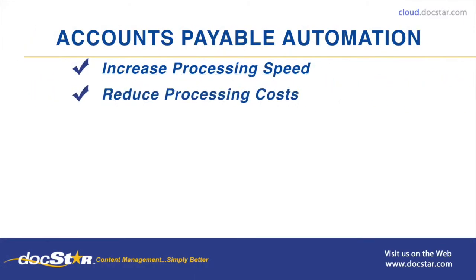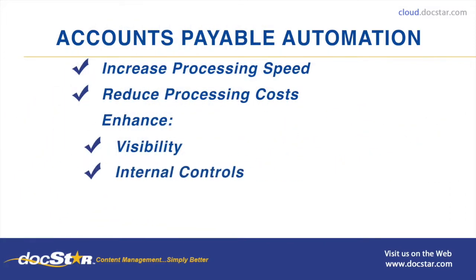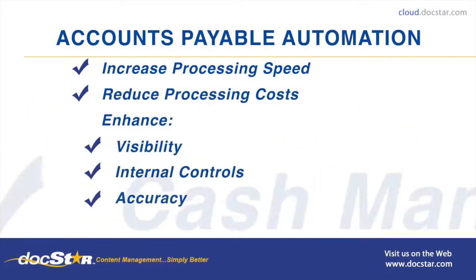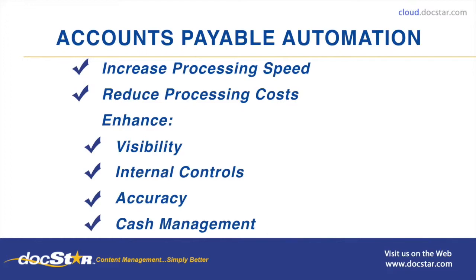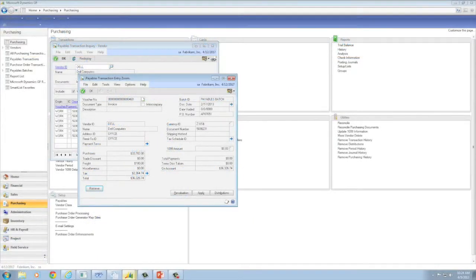Organizations have used docSTAR to increase processing speed and reduce processing costs, enhance visibility, internal controls, accuracy, and cash management. Let's take a look at some of the benefits of the Eclipse Accounts Payable Smart Process solution.